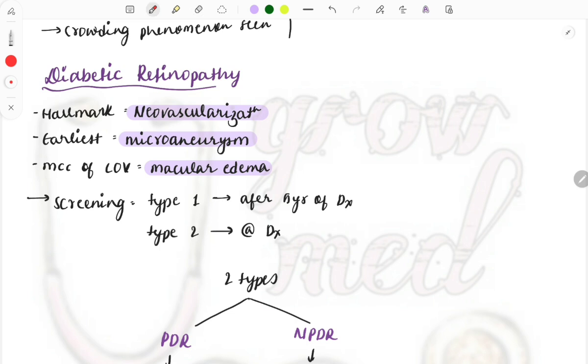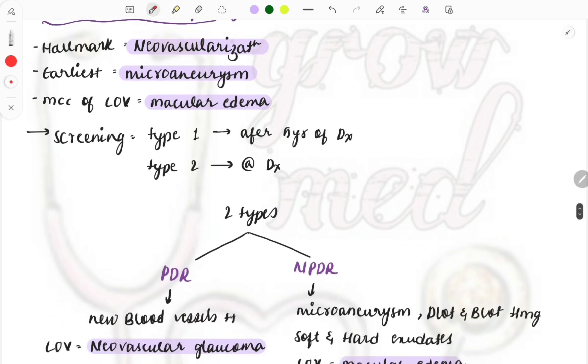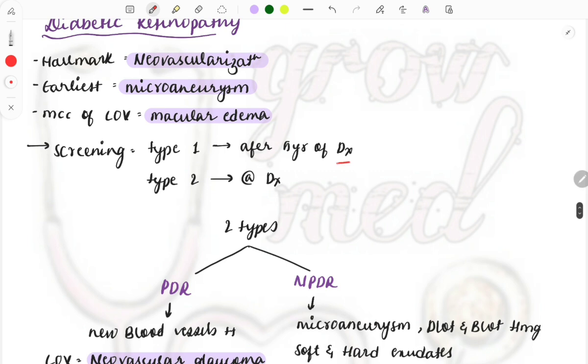So let's talk about diabetic retinopathy. These are some important one-liners. Then screening, a very important question asked from screening. In type 1 diabetes mellitus, we need to do screening after 5 years of diagnosis, because these micro complications take time to appear. They will not appear suddenly. So in type 1 they will need at least 5 to 6 years. That is why we do screening after 5 years of diagnosis.